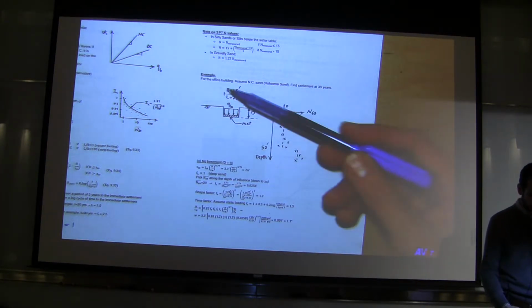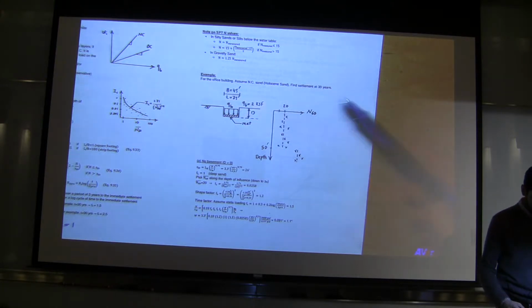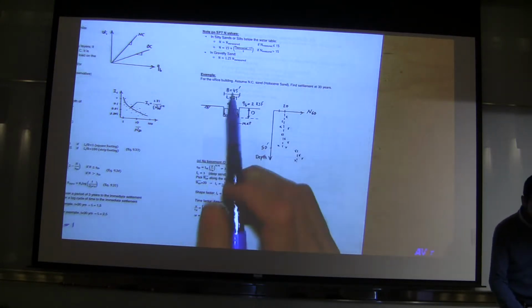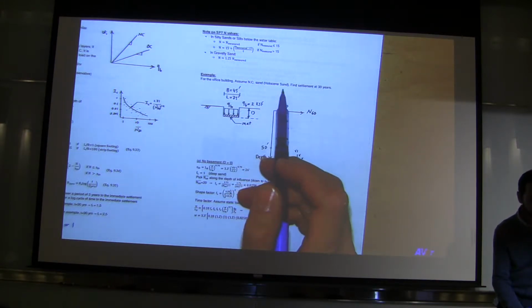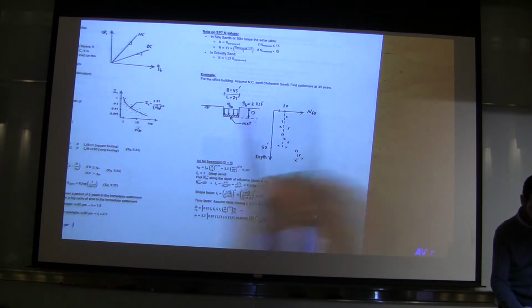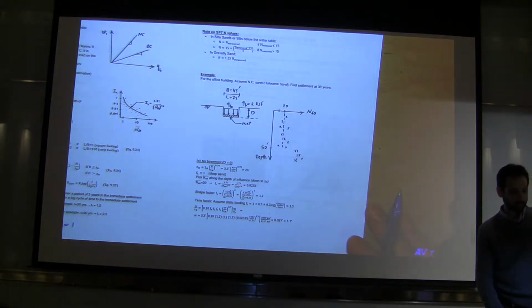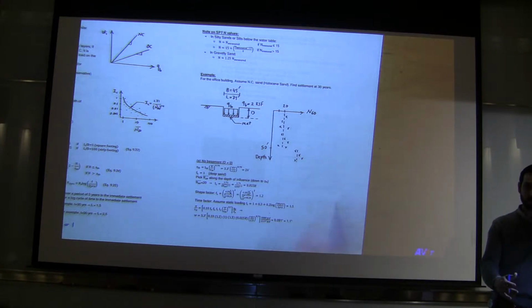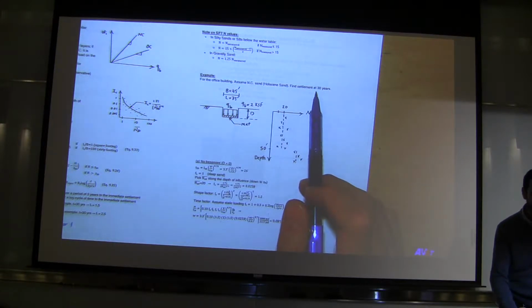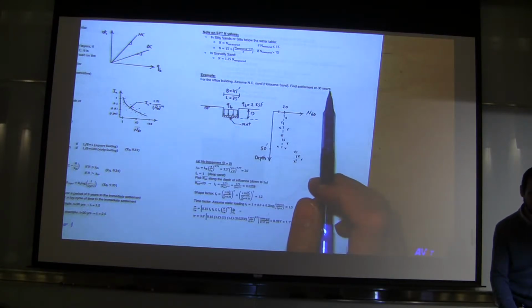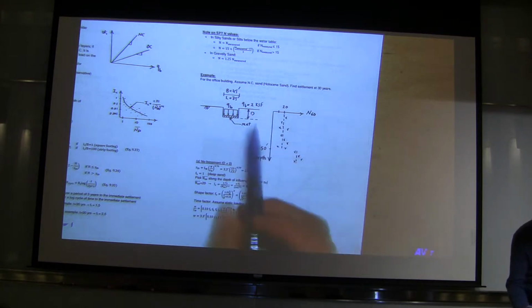And then we get to this example here. It's an office building. Assume normally consolidated sand. It's a Holocene sand. It hasn't been loaded before. There's no reason to assume, based on the geology of the region, that this sand was over-consolidated. And we want to find the settlement at 30 years from the construction of the building. And it looks like this.